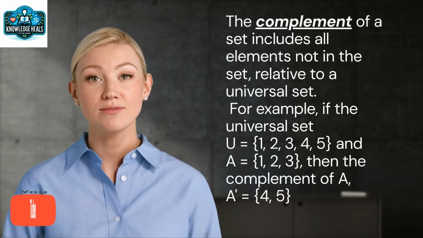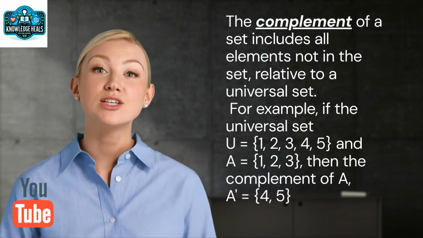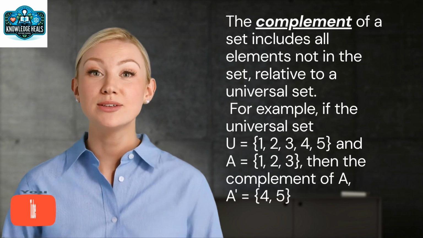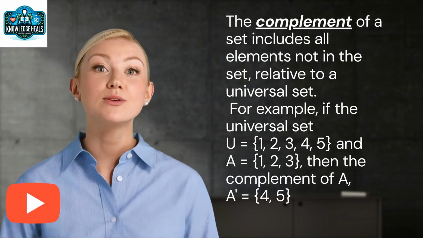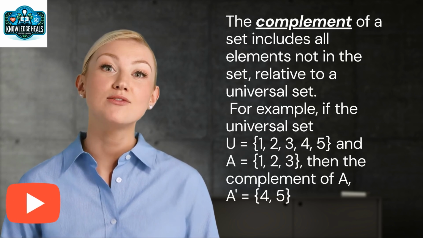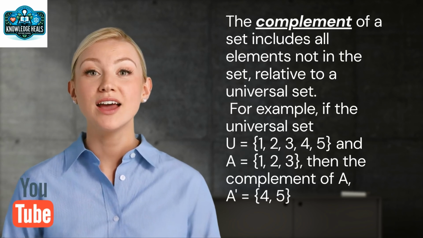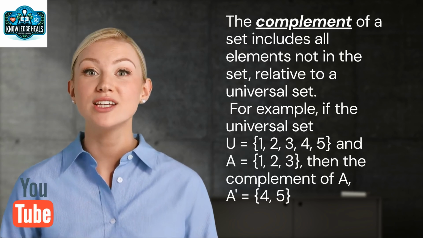The complement of a set includes all elements not in the set relative to a universal set. For example, if the universal set U = {1, 2, 3, 4, 5}, and A = {1, 2, 3}, then the complement of A is {4, 5}. To find the complement of set A, list all elements in the universal set that are not in set A.